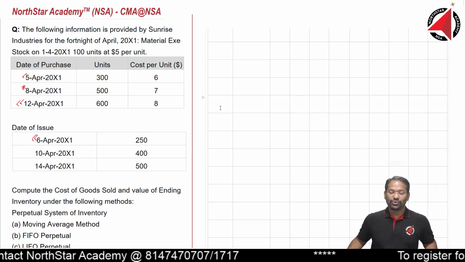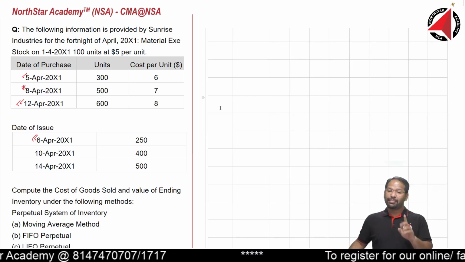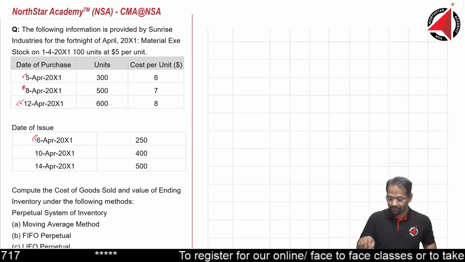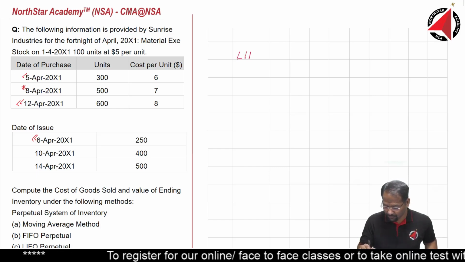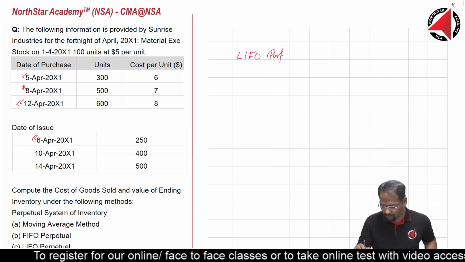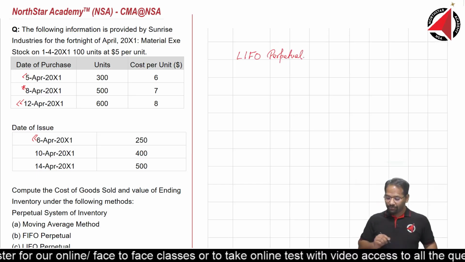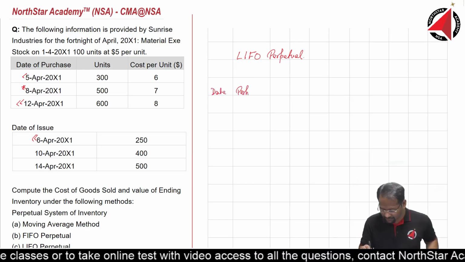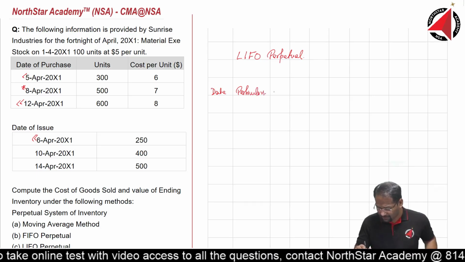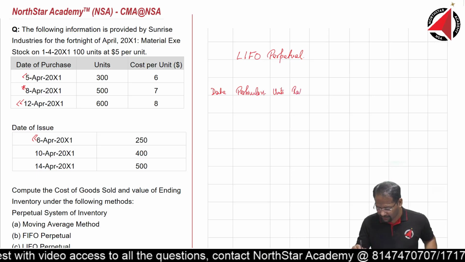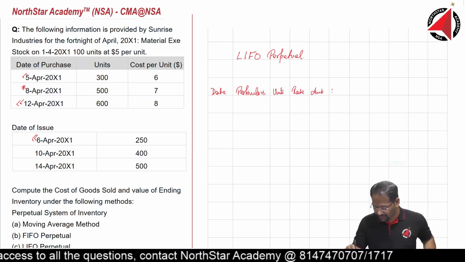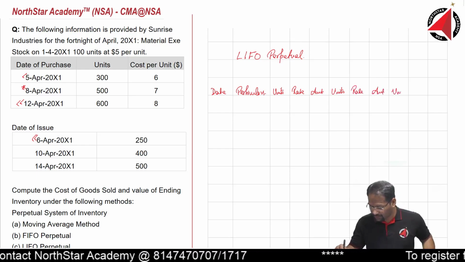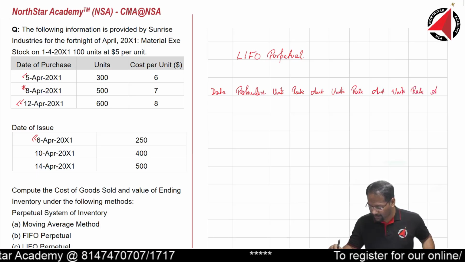Now we are going to solve it using which method? The third method, LIFO perpetual. So let's write on top LIFO perpetual. All right, LIFO perpetual method. Leave one line. First is date, particulars. Same. First one units, rate or cost per unit, amount. Next units, rate, amount. Units, rate and amount. All right.